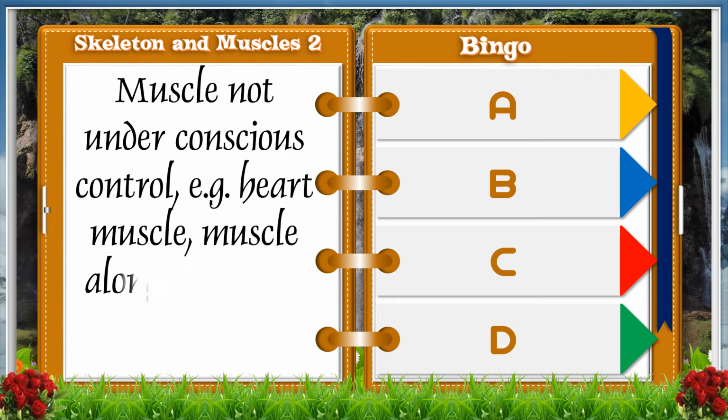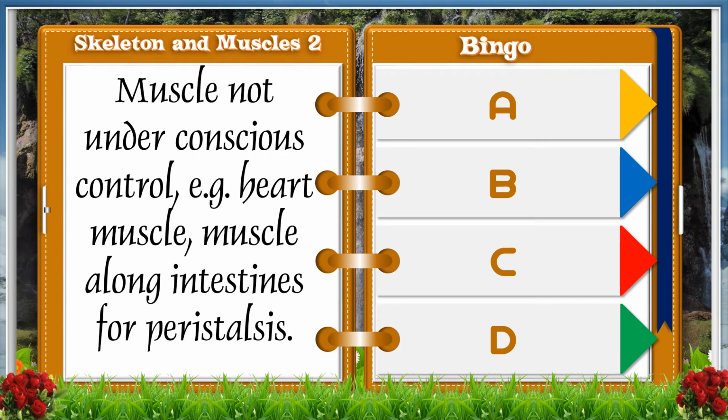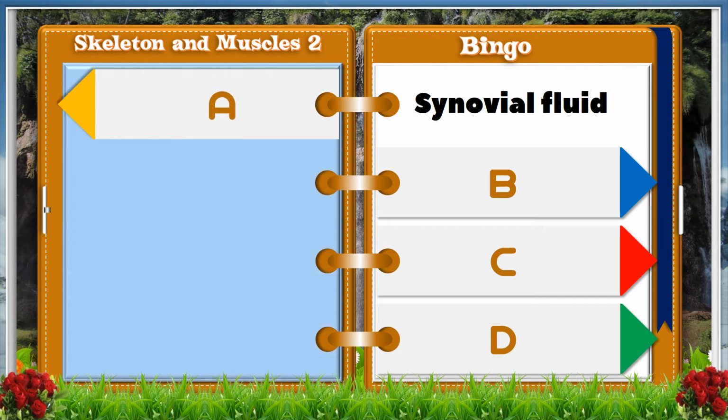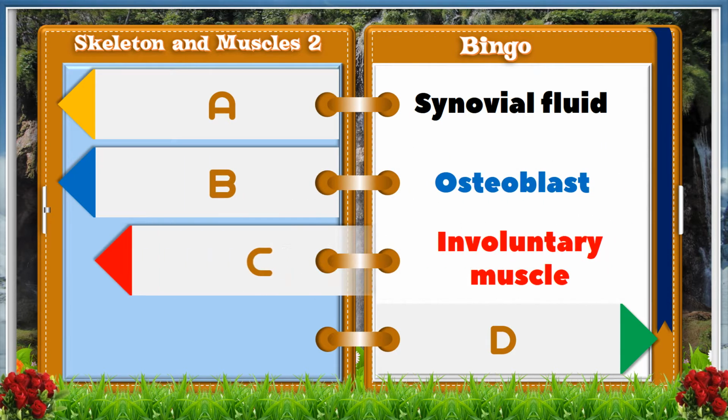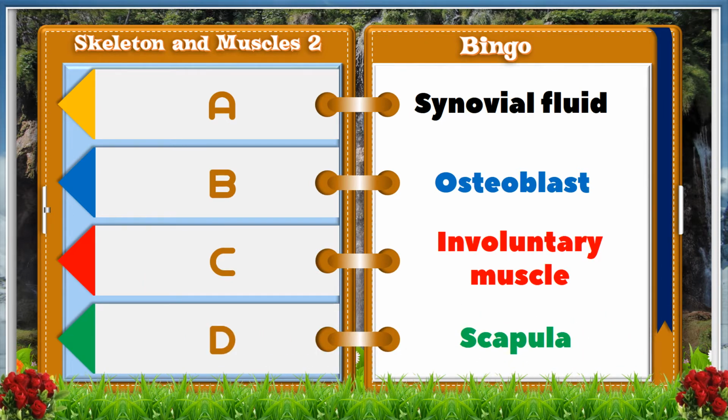Muscle not under conscious control, for example, heart muscle, muscle along intestines for peristalsis. A. Synovial fluid. B. Osteoblast. C. Involuntary muscle. D. Scapula. And the answer is C. Involuntary muscle.